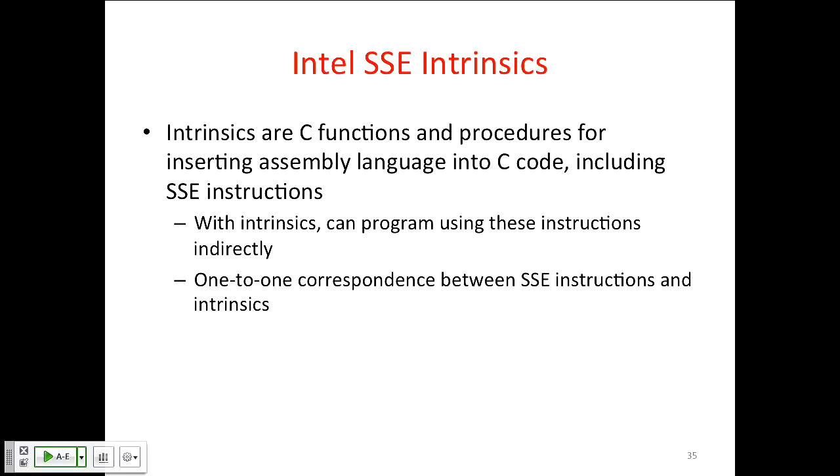Intrinsics are a very old, standard idea. The idea is that from within your C code, we define special functions that look like C functions. They're actually mapped directly to these SSE instructions, so your SSE instructions get turned into C functions. There's a one-to-one mapping between each intrinsic and an SSE instruction. So you can program mostly staying at the C level, but just invoking SSE instructions as you need them in the code.